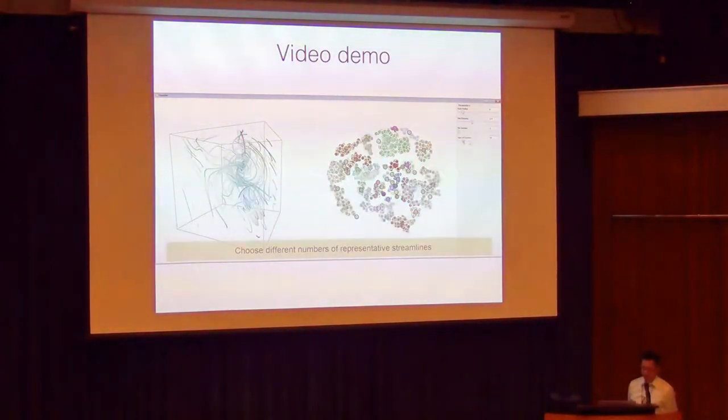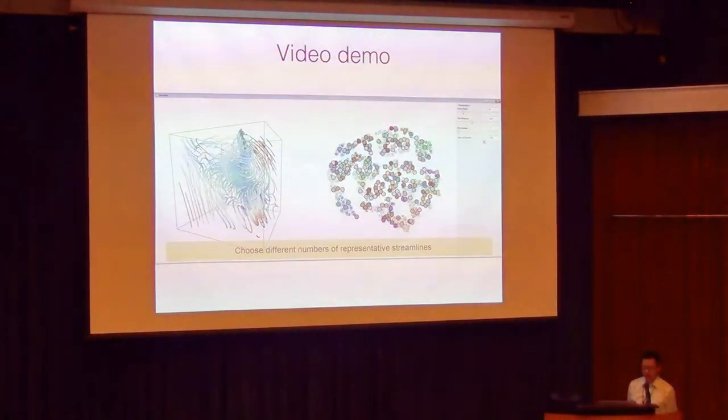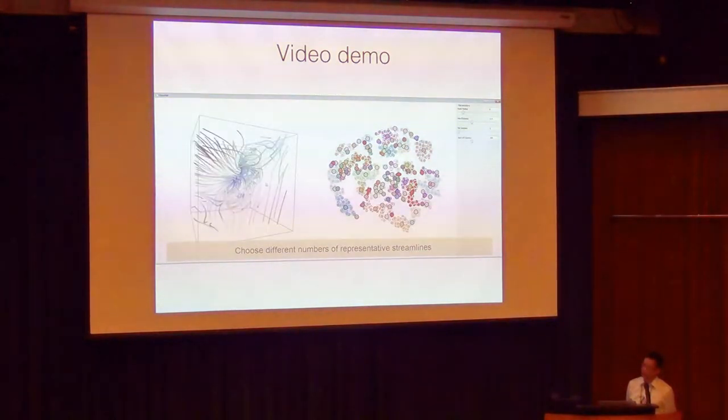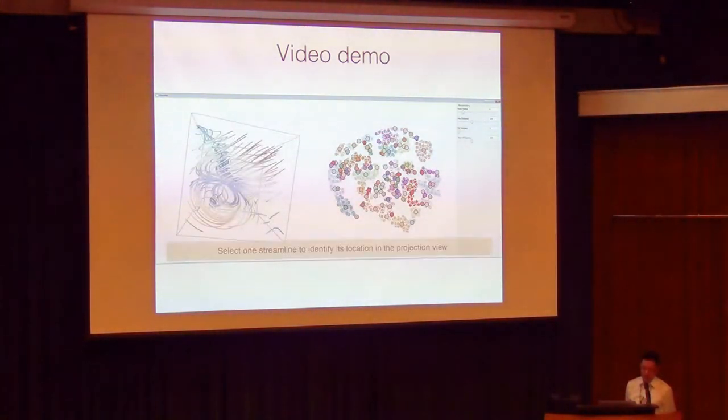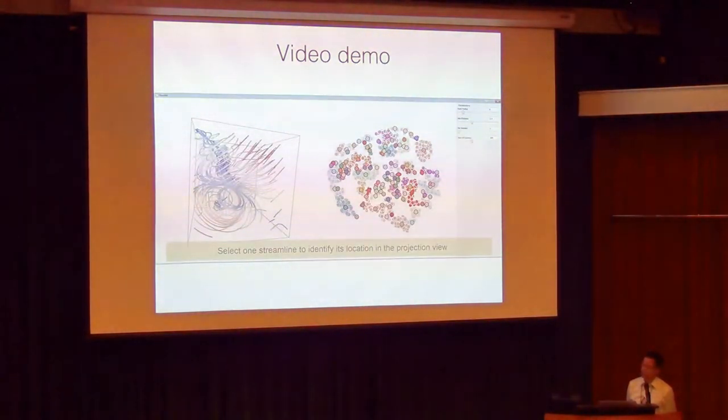And here I show you an example of interactive clustering, and for each cluster we find a representative. So on the left side, it shows you different levels of detail of the reduced set of string lines that represent the underlying flow field in a more visually clear manner.